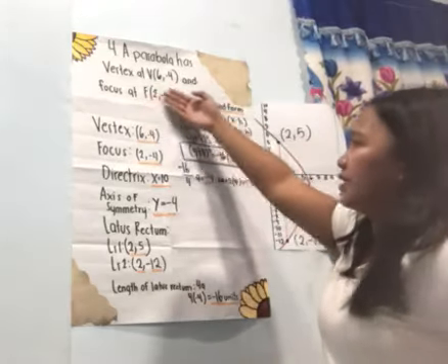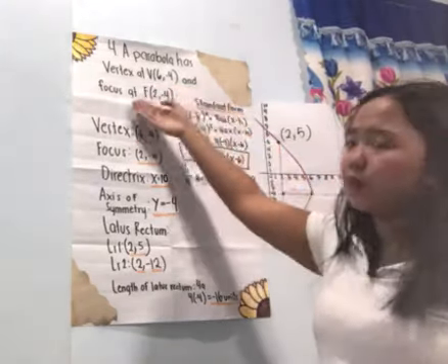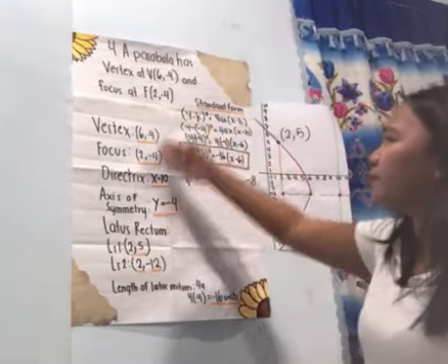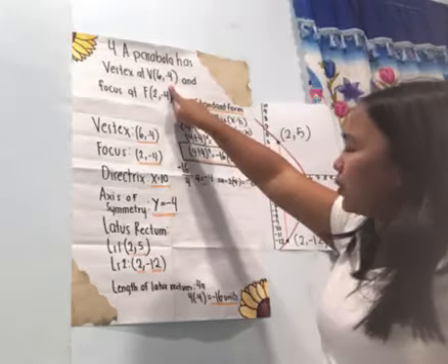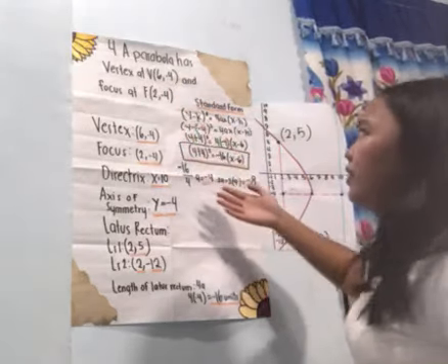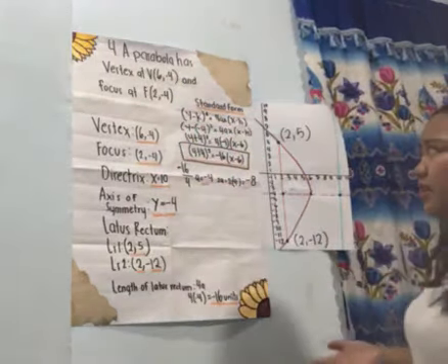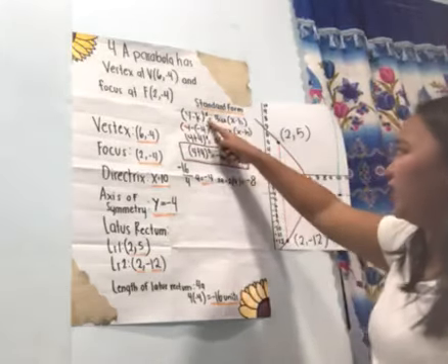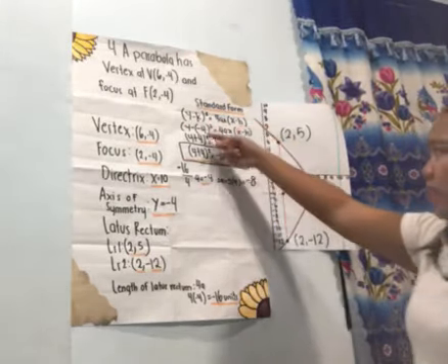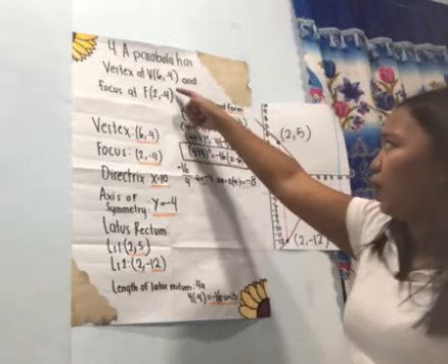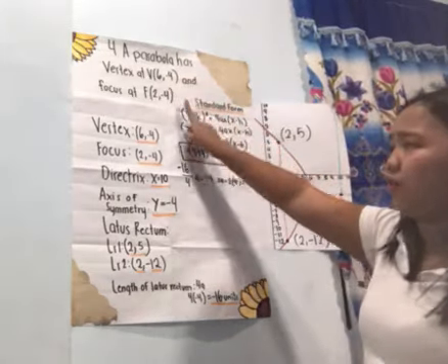The parabola has vertex at (6, -4) and focus at (2, -4). Since their y is negative, that is -4, they open to the left. The standard form for opening to the left is (y - k)² = 4a(x - h), and the value for k is the y from the vertex, and that is -4.